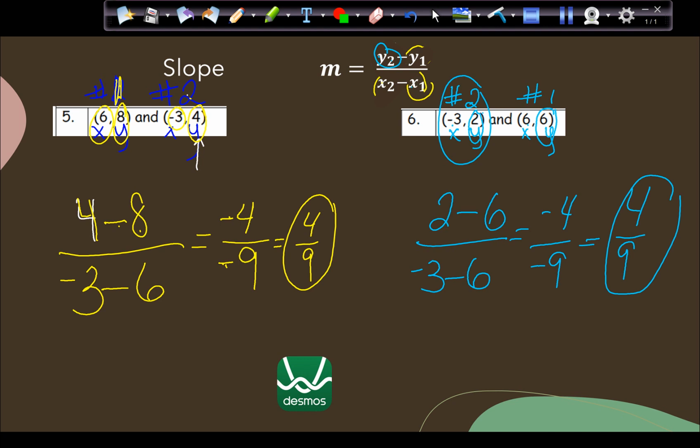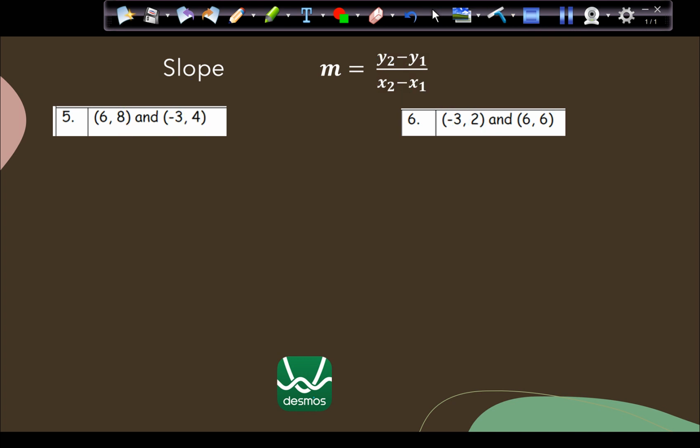Okay, so I'm going to show you what this looks like in Desmos. So I'm going to go to Desmos and I'm going to type this in. First, I got to clear that.